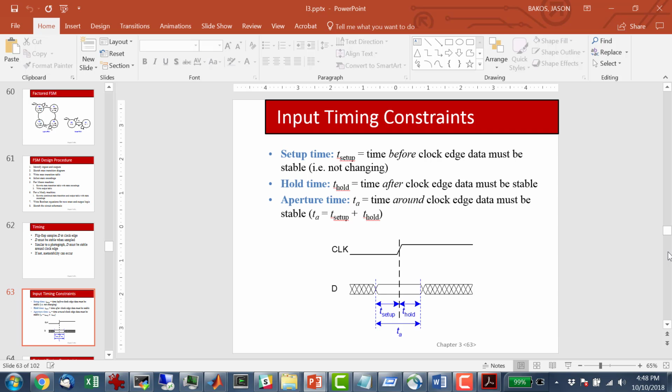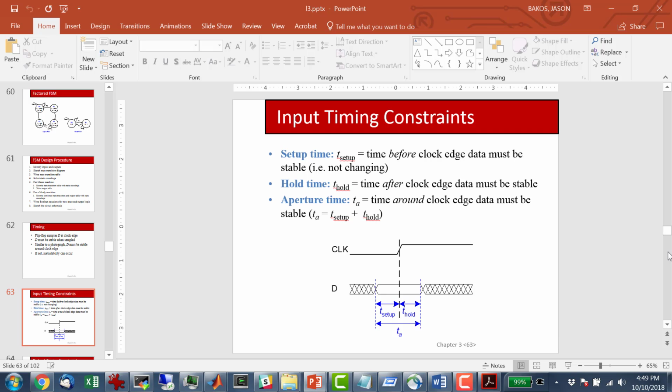The next topic in chapter 3 was timing. So we talked about how flip-flops have a setup and hold time. You have to make sure that the D input into a flip-flop is stable for the setup before the clock edge, and it's stable for hold after the clock edge, and together those are called the aperture. This is the only way to guarantee that the flip-flop behaves correctly.